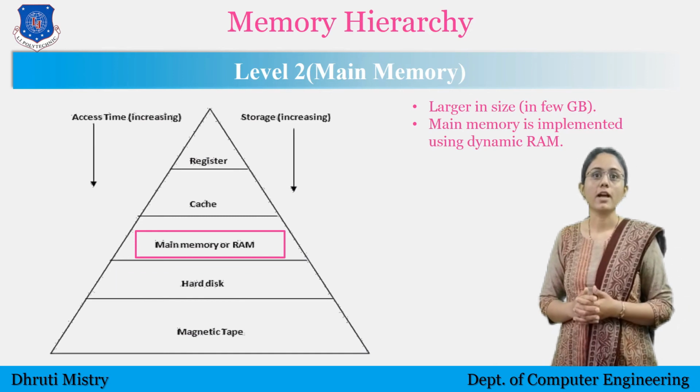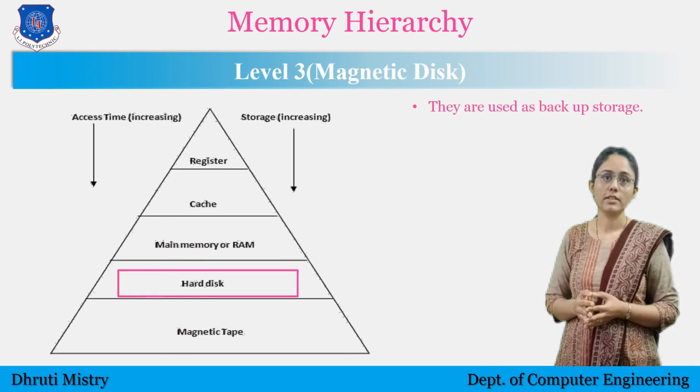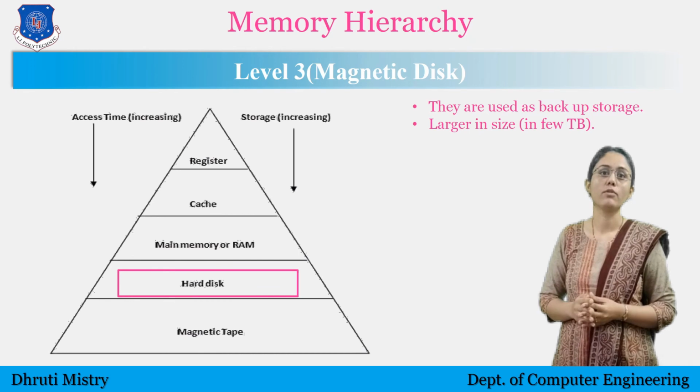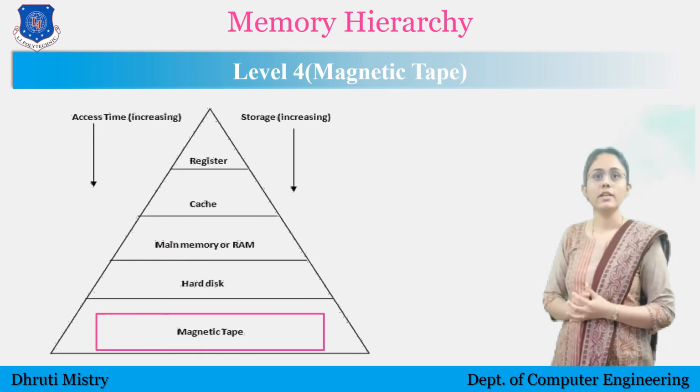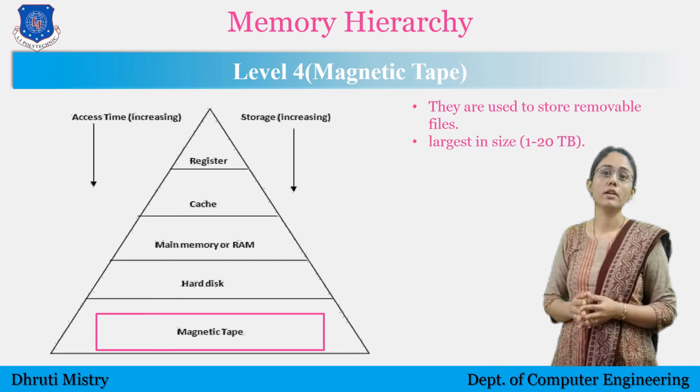Next, magnetic disks are at level 3. They are used as backup storage. They are cheaper than main memory and therefore much larger in size, for example a few terabytes. While magnetic tapes are at level 4. They are used to store removable files. They are cheapest and largest in size, for example 1 to 20 terabytes in size.